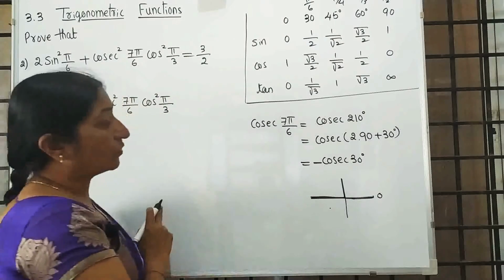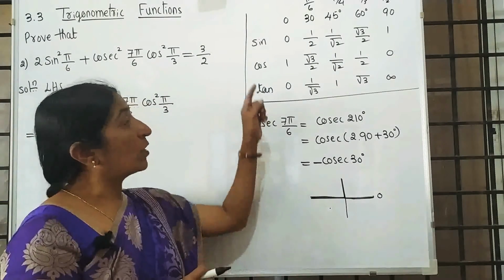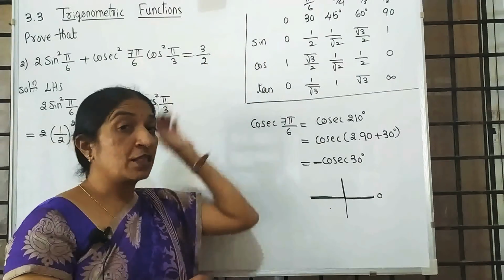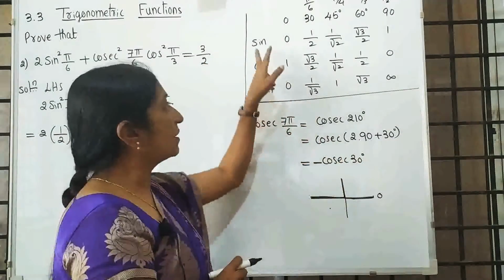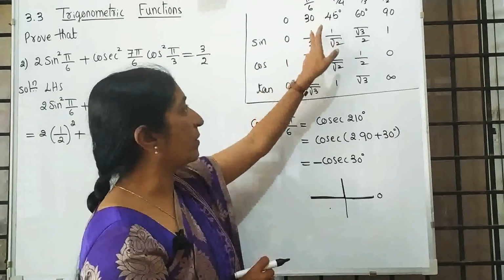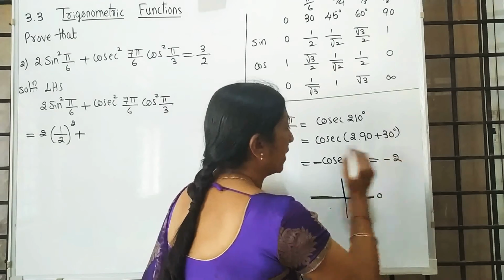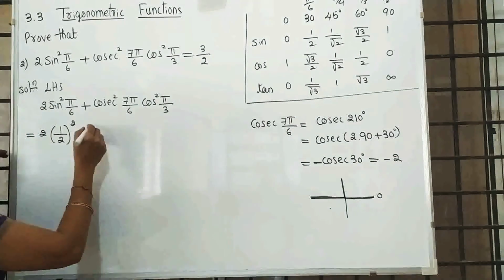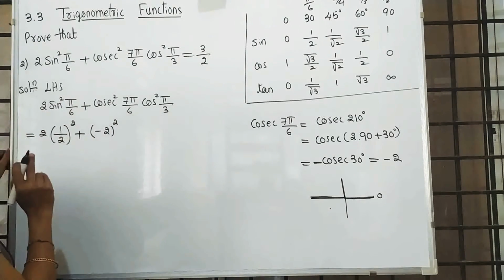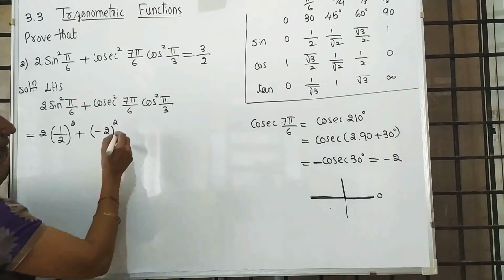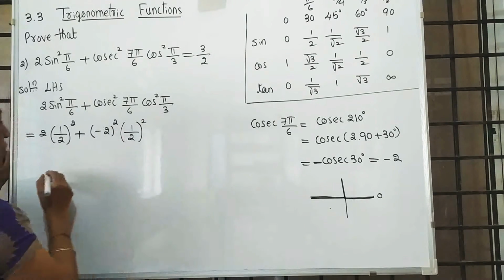So minus cosec 30. Then how to write cosec 30 from the table? Whatever is the sine value, write the reciprocal of that. That means to write cosecant 30, see sin 30. Sin 30 is 1 by 2. Its reciprocal we have to write. So the answer is minus 2. This is minus 2 square. Then cos pi by 3. See the table. Pi by 3 is 1 by 2. Again it is a square, 1 by 2 square.